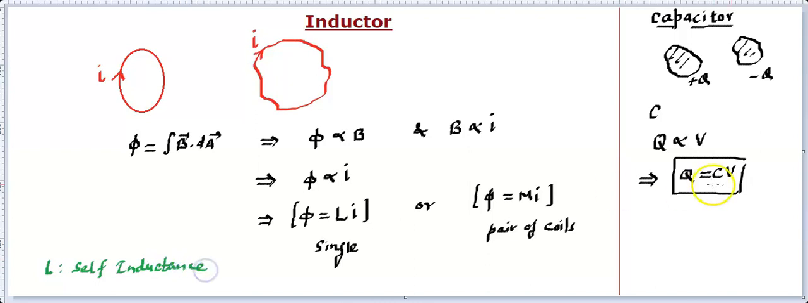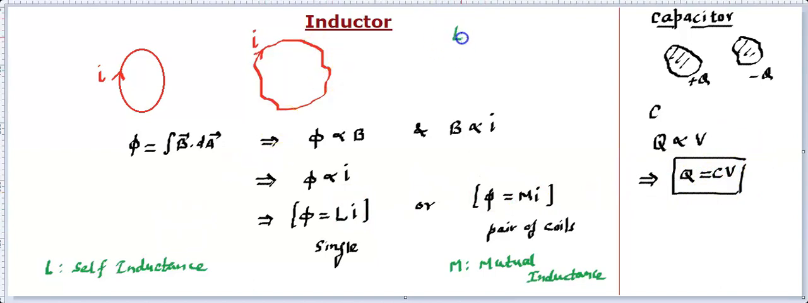Just like here you used to call C the capacitance of the capacitor, similarly this L is going to be called the self inductance. This M that is written over here is also called inductance, but this is called mutual inductance. Why mutual? Because this is for a pair of coils, and you are going to study this in much more detail. So we will use phi equal to L I for the self coil, single coil, or phi is equal to M I for the mutual or pair of coils. So that's called mutual inductance, right? Both are inductance, both are going to talk about that arrangement, and both are independent of the flux and the current. That means L and M, just like the capacitance, depend on the arrangement.